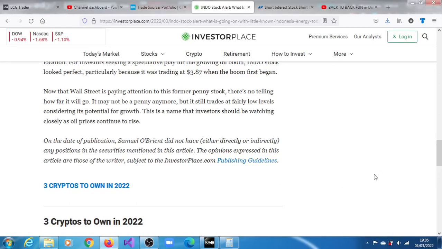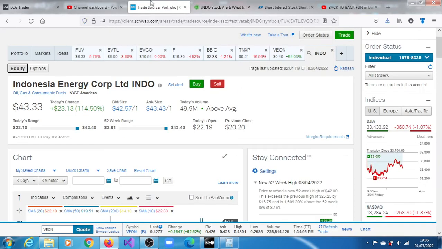Now that Wall Street is paying attention to this former penny stock, there's no telling how far it will go. It may not be a penny stock anymore, but it still trades at fairly low levels considering its potential for growth. This is a name that investors should be watching closely as oil prices continue to rise. We're talking about INDO stock, Indonesia Energy Corp. It is on the move.